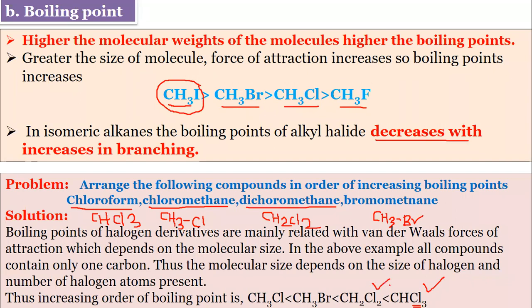Then there are 2 chlorines, and then this chlorine and bromine: this is CH3Cl and this is CH3Br. Because bromine has the higher molecular weight, its boiling point will be more, and the last will be chlorine. Such types of questions may be asked in the examination for 2 marks. Arrange these to make a practice of this.